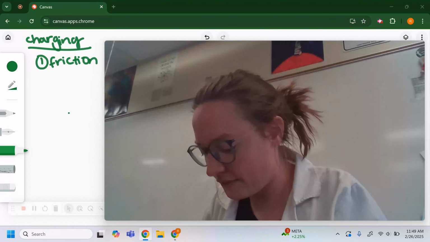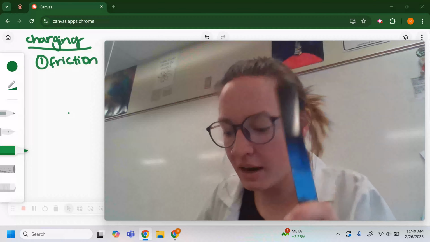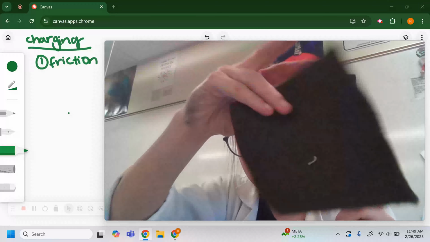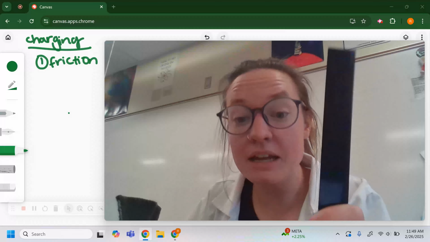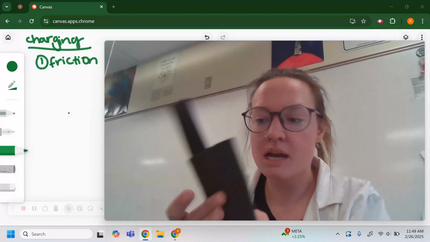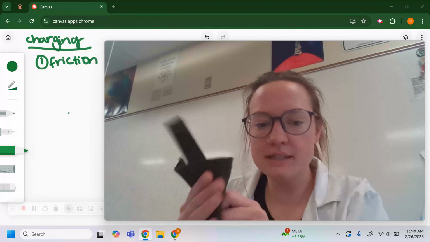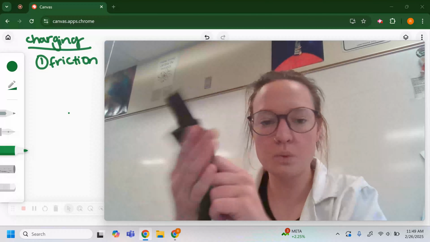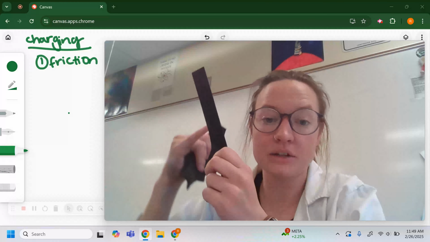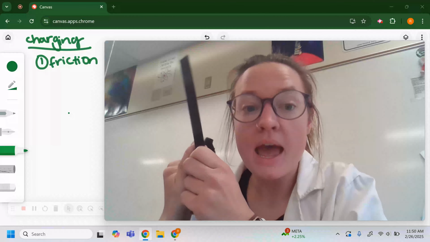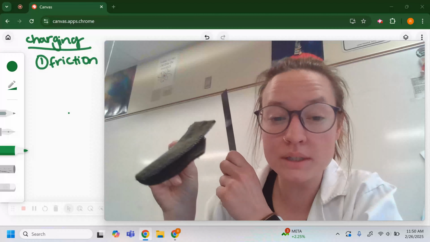Okay, here I have a black strip, and here I have a piece of wool. If I take this black strip and this piece of wool, this black strip actually has a greater affinity for electrons than the wool does. So when I charge this thing by friction like this, I am literally stripping electrons off of the wool, and they are transferring to the black strip. That means that the black strip now has a negative charge and the wool now has a positive charge.